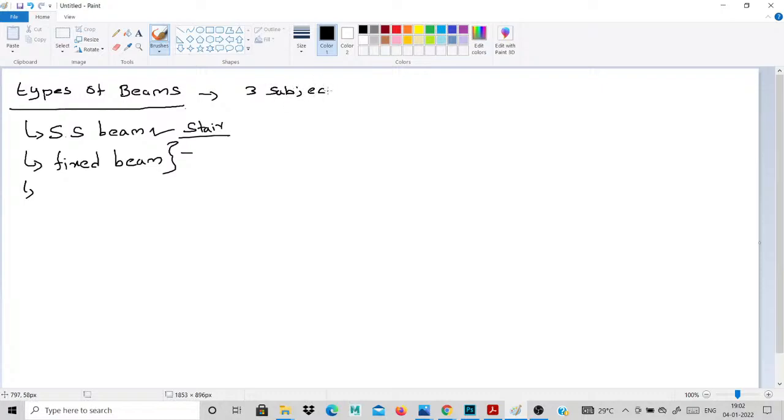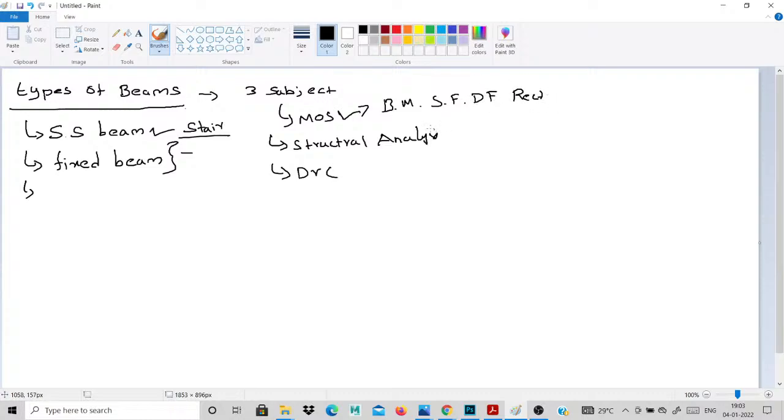You know the three subjects. One is MOS, another is structural analysis, another is RCC. The first subject, MOS, sorry, mechanics of solids: you know about bending moment, shear force, deflection, reactions, and all the values. Then structural analysis: you calculate with the moment distribution method and many other methods. Then finally RCC: you design your beams and columns, your structural elements.